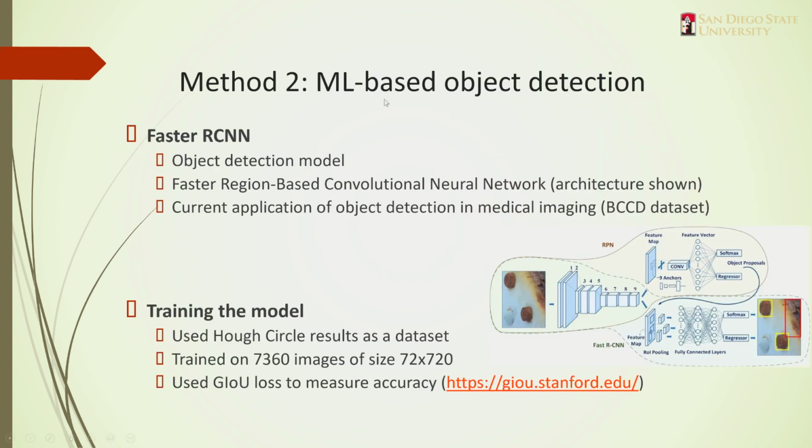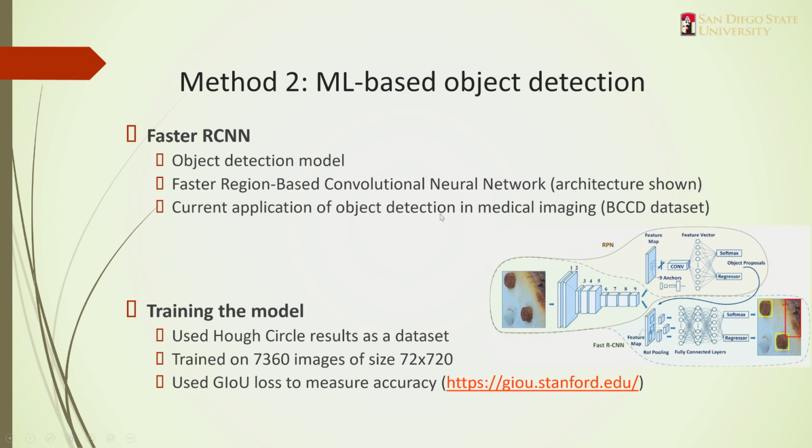My second method was to use machine learning-based object detection. Specifically, I used a model architecture known as Faster R-CNN. This is an object detection model, which means that you feed it an image, and it returns the positions of where it thinks things are. Faster R-CNN stands for Faster Region-Based Convolutional Neural Network, and its complex architecture is shown here.